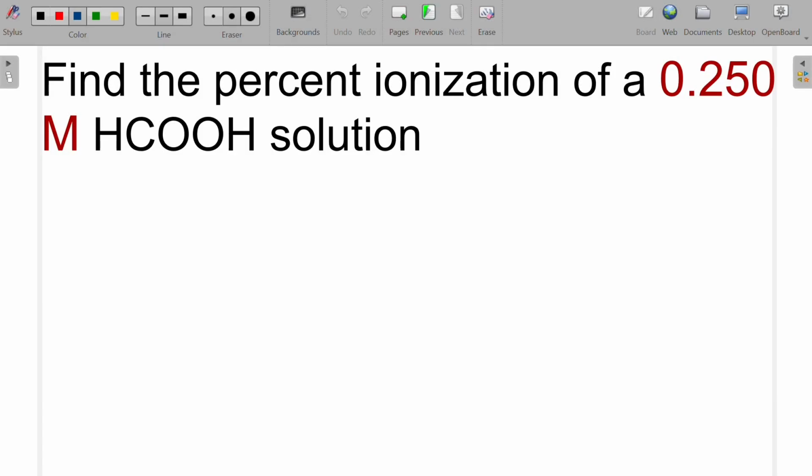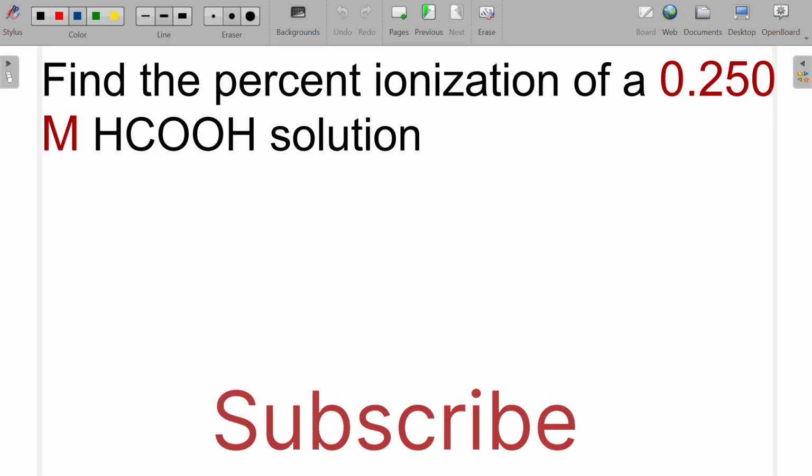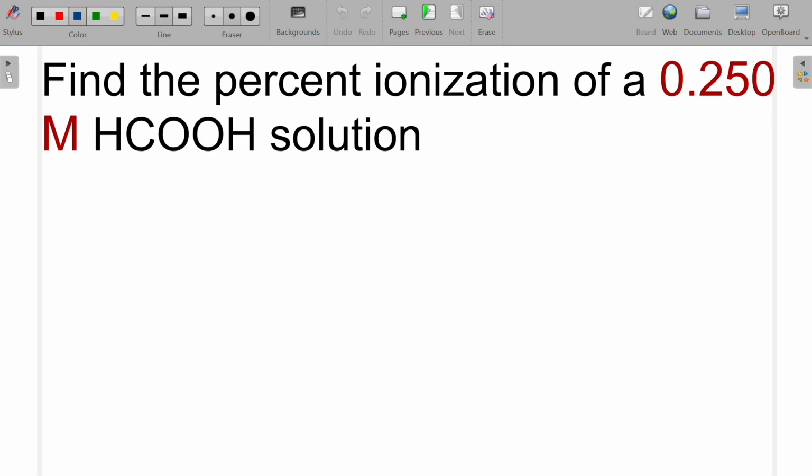Hello viewers, so we have this question that says find the percent ionization of a 0.250 molar formic acid solution. So we're given a 0.250 molar formic acid solution and we are looking for the percent ionization. So let's go ahead and work it out.